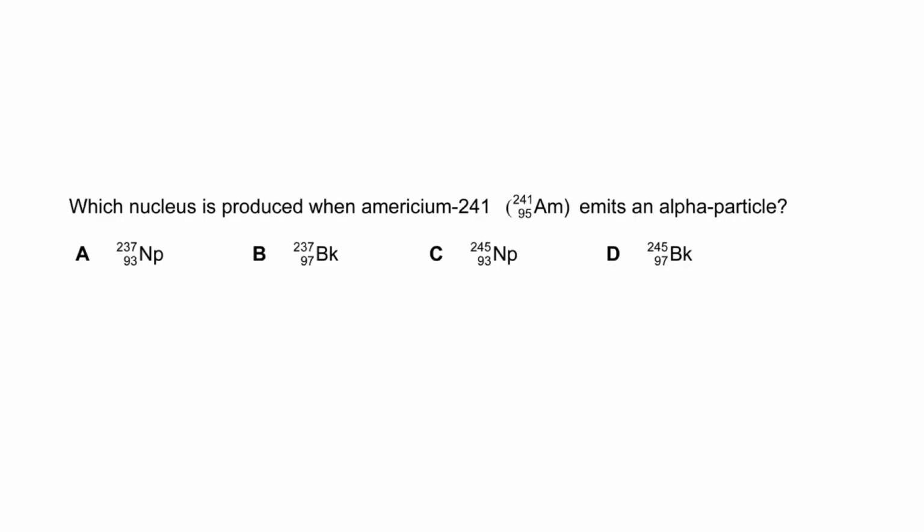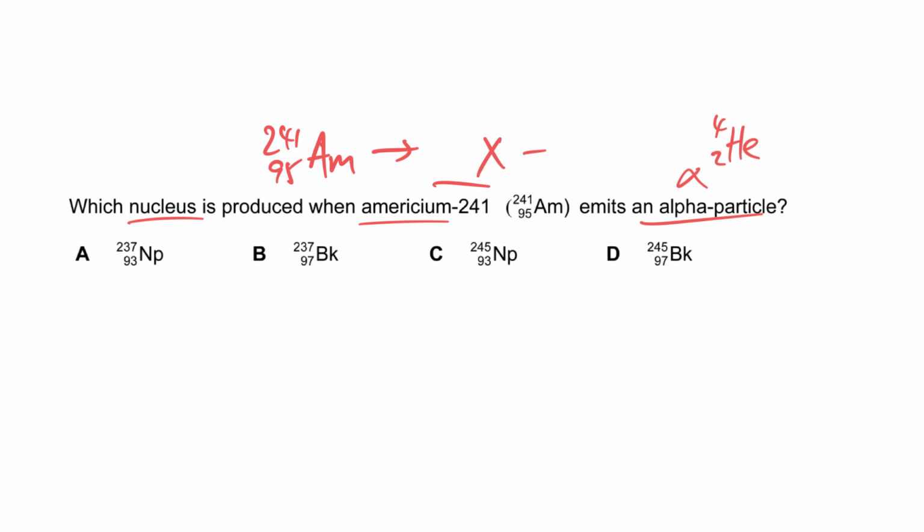In this question, you have an unstable nucleus that emits an alpha particle. First of all, you need to know that the alpha particle is a helium nucleus, which is 4 over 2. So let's start with the original 241 and 95. It will undergo decay, and there will be a resulting nucleus plus an alpha particle, 4 over 2.